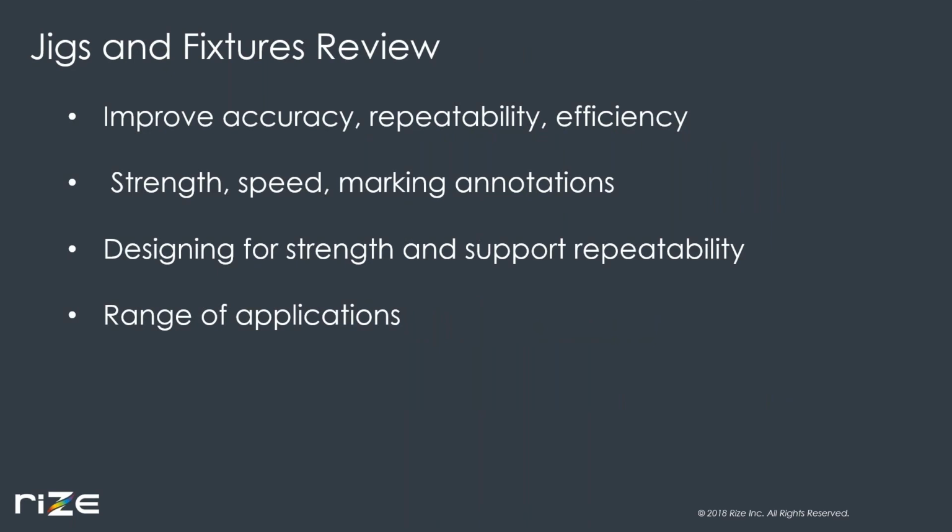So just to quickly review, jigs and fixtures are useful for improving accuracy, repeatability, and efficiency in manufacturing processes. RIZE technology offers strong parts, fast production with very little post-processing, and marking ink technology for integrated annotations. It's best to consider how to maximize strength and precision during the process of designing new jigs and fixtures, and there's a vast range of applications with which these devices can help.